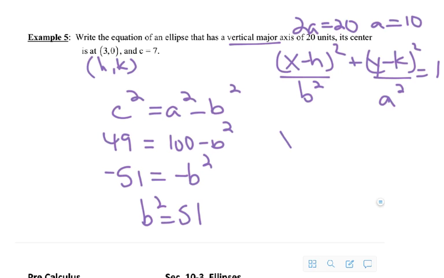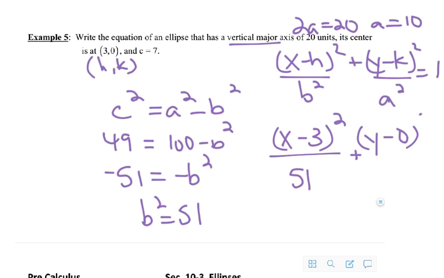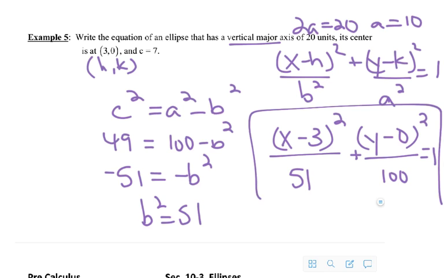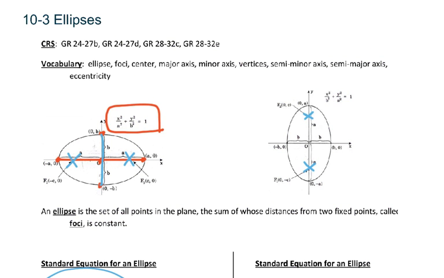So the equation is going to be (x minus h) squared over b squared plus (y minus k) squared over a squared equals 1. And that's section 10.3 on ellipses.